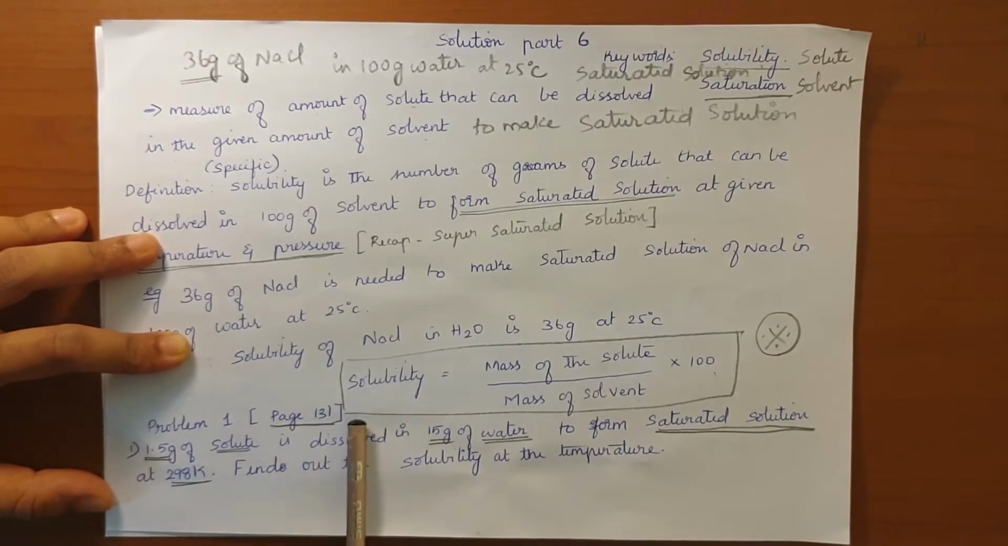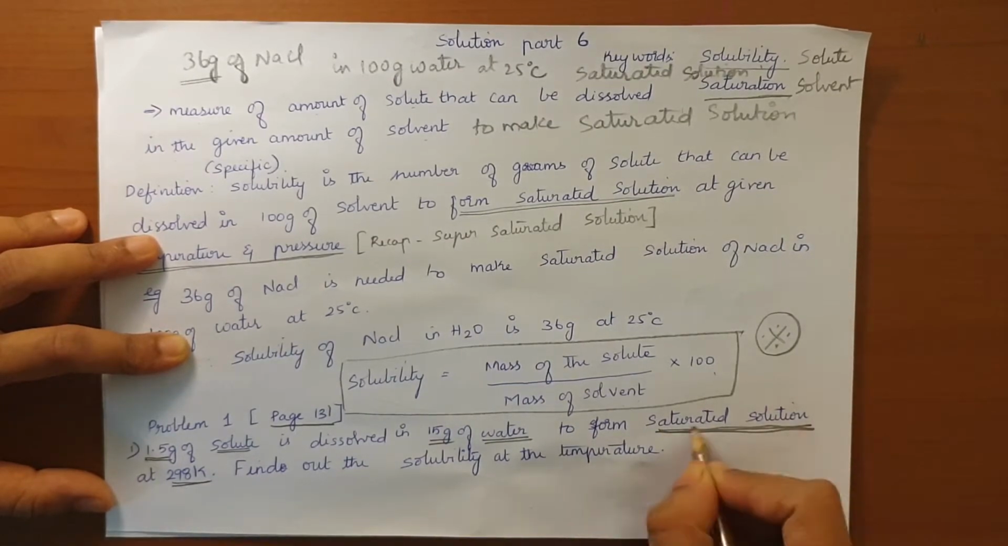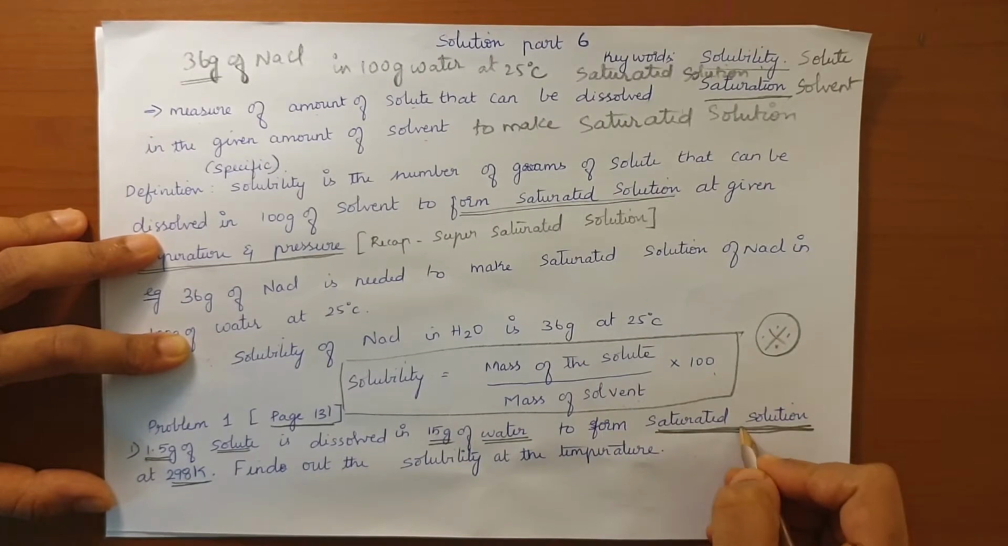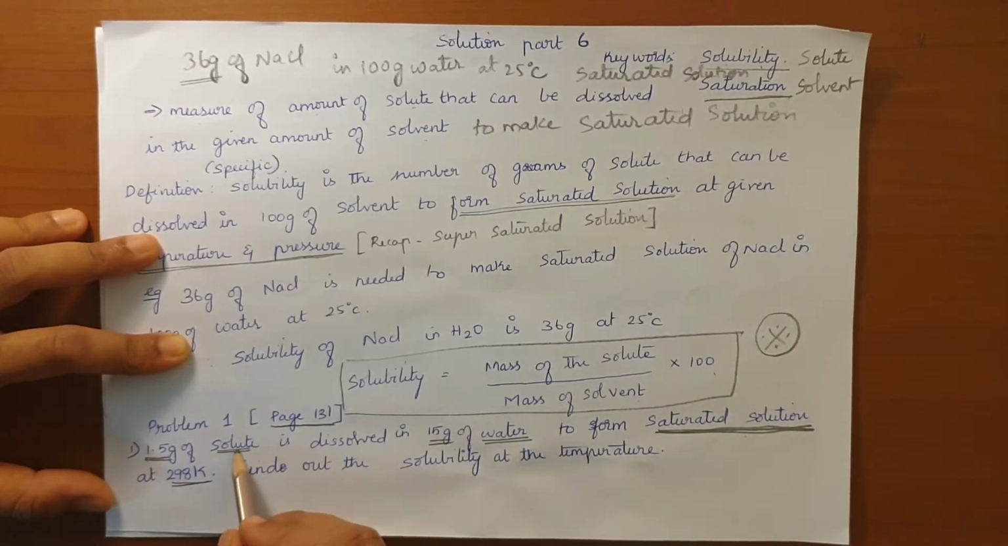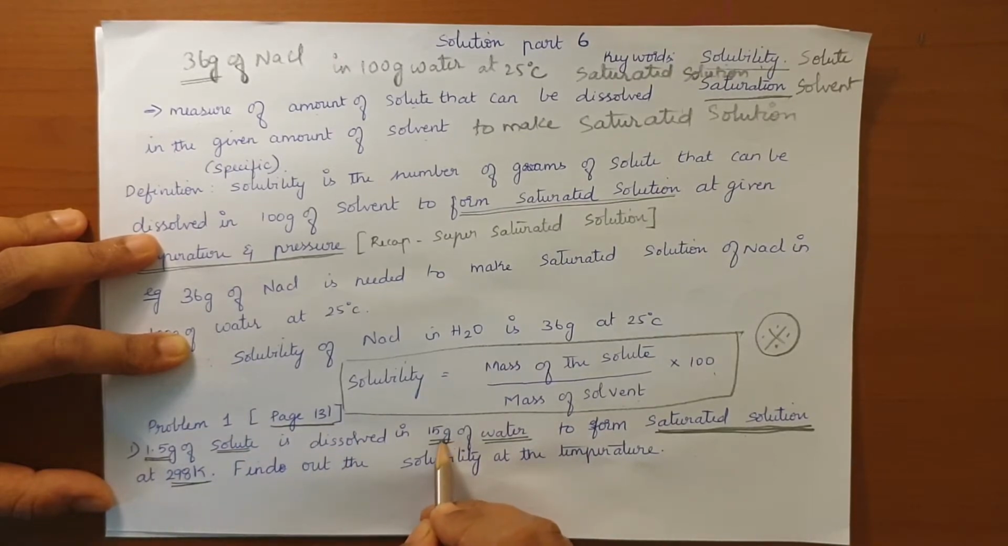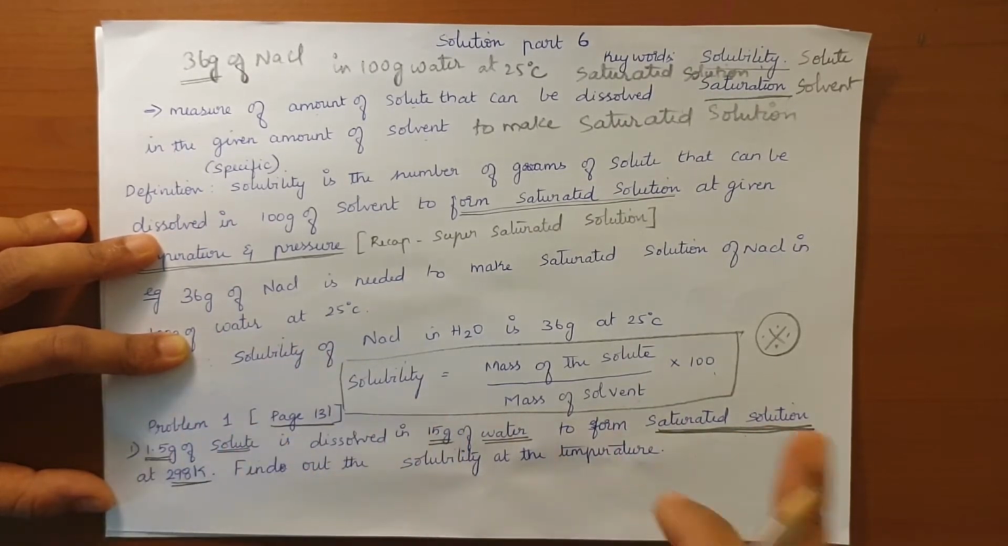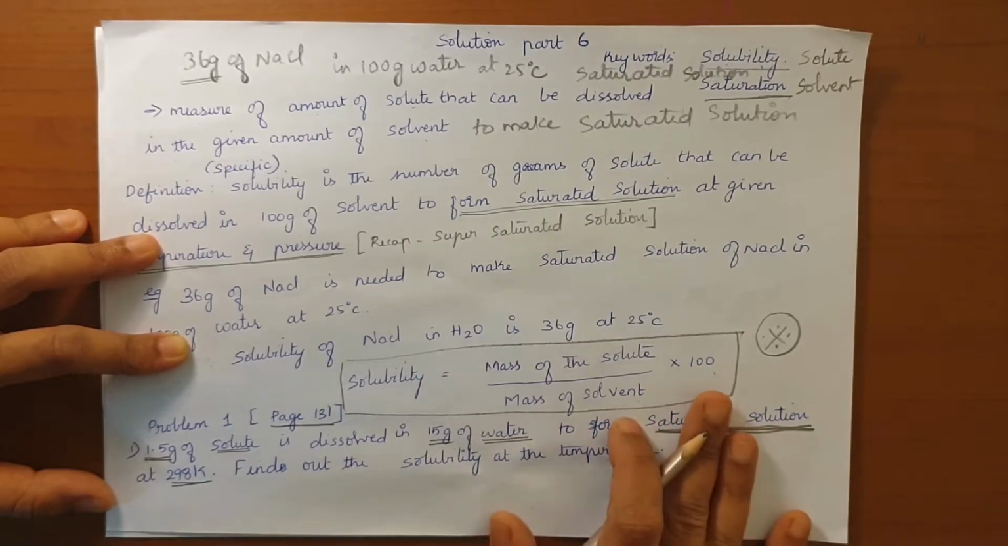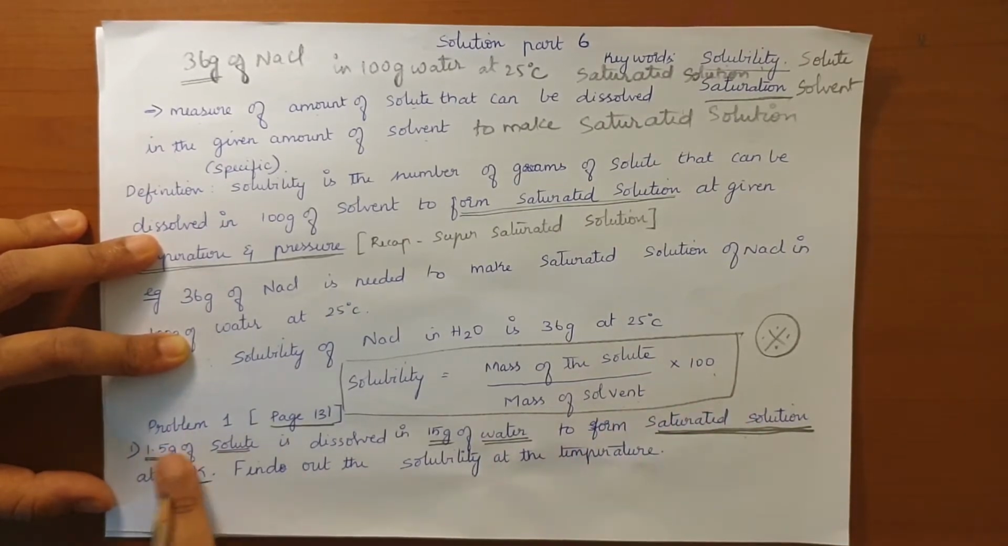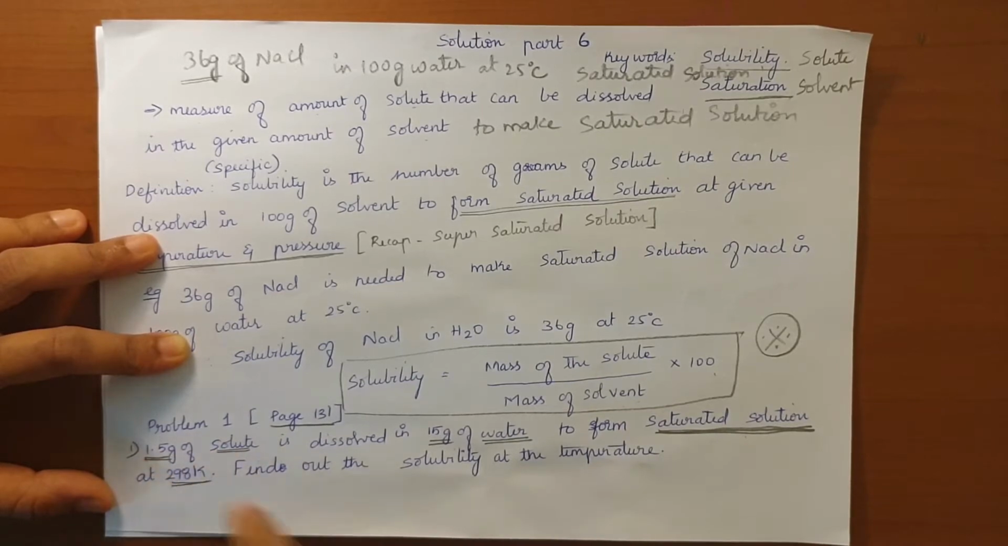In that question, 1.5 grams of solute is dissolved in 15 grams of water to form saturated solution. So this term you should underline. This is a very important term to be noted. If I dissolve 1.5 grams of solute in 15 grams of water, that solution forms a saturated solution. Beyond which, if I add 2 grams of solute, then that will get settled down at the bottom of the beaker. So this is very important, you have to underline.